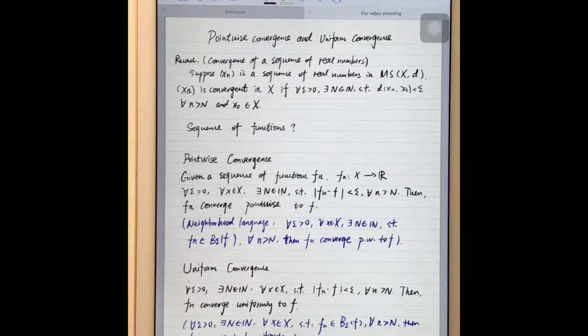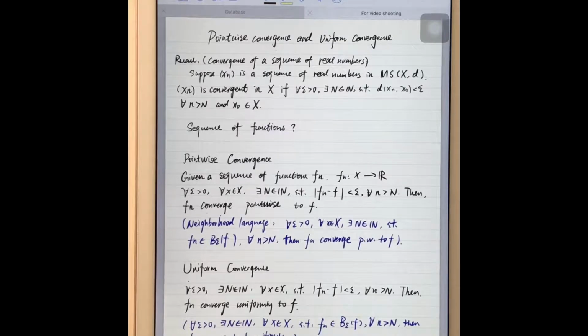Guys, in this video I'm going to introduce some interesting concepts: pointwise convergence and uniform convergence. Remember, we have seen the convergence of a sequence of real numbers. So in which case can we say that a sequence is convergent?